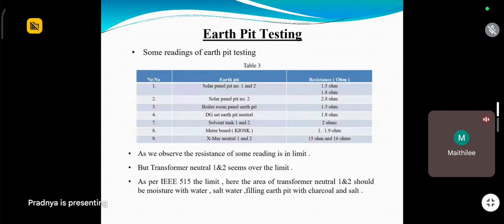In the observations, the transformer neutral 1 and 2 have high resistance. Earth resistance is near the permissible limit. Poor maintenance at the transformer site leads to high resistance value. We recommended improving site maintenance and removing rust.